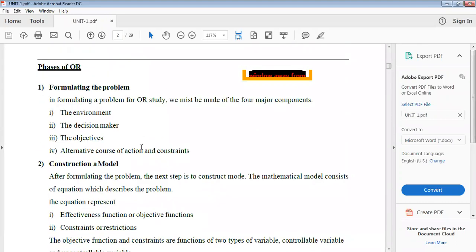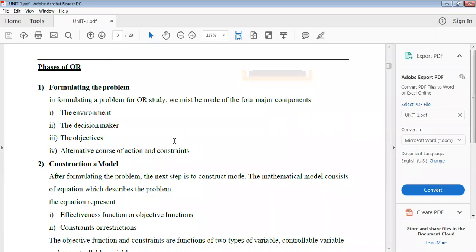Next, the phases of O.R.: formulating a problem, and these are the various stages. In formulating a problem for an O.R. study, we must consider four major components: environment, decision maker, objectives, and alternative courses of action. Environment means, say, a factory environment. Decision maker means the top boss who is going to make the decisions. The objectives are the final objectives: what is the production, how much production has to be achieved, in what time, and what are the available resources. Next, alternative course of action and constraints.